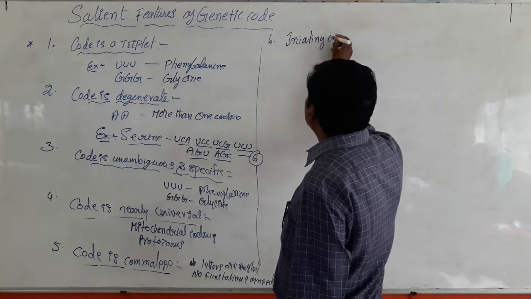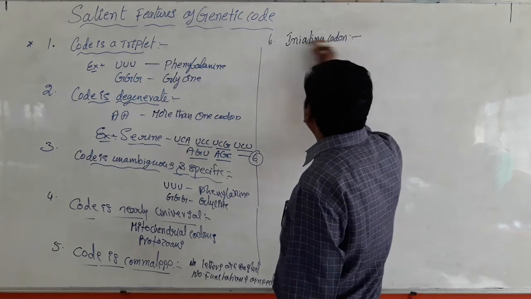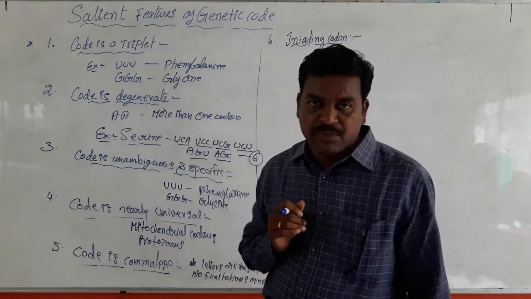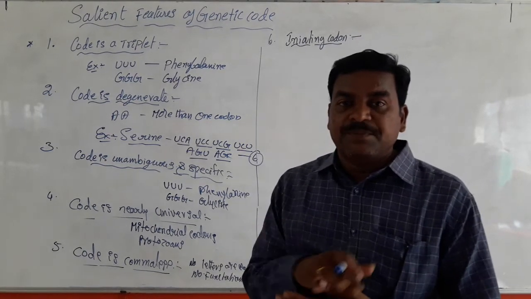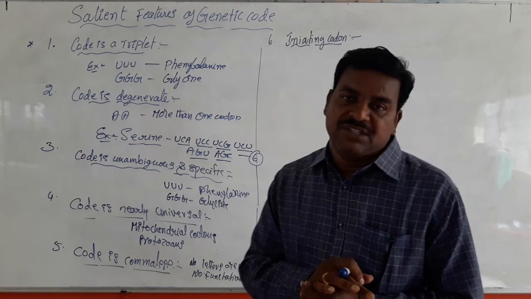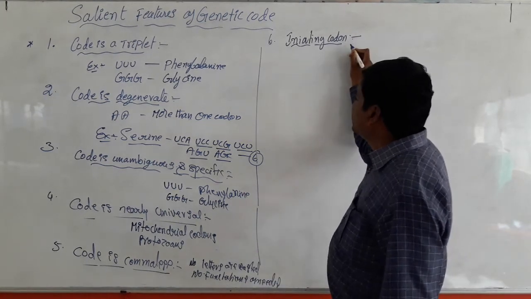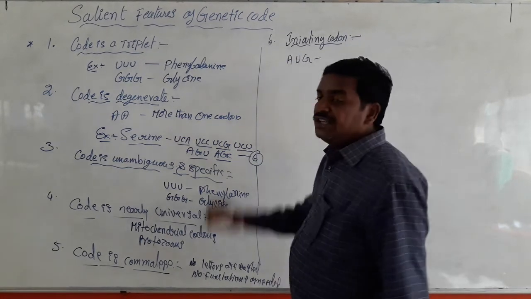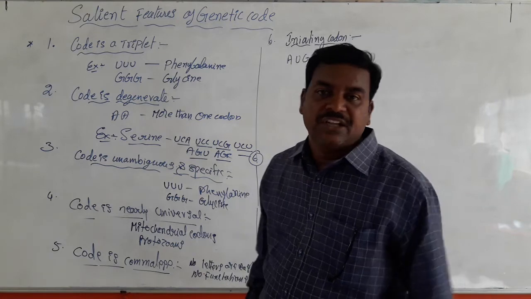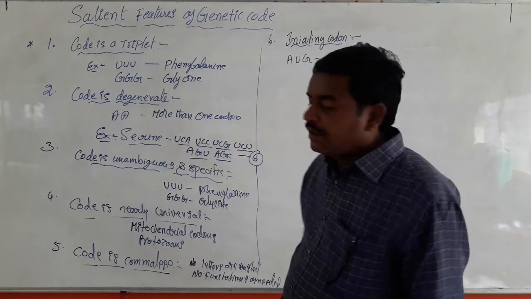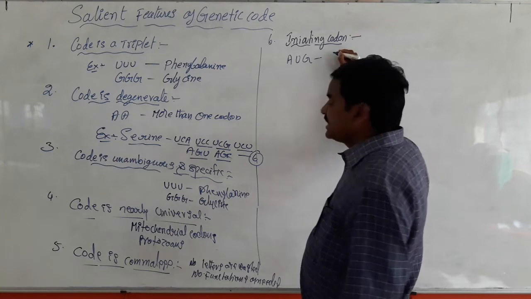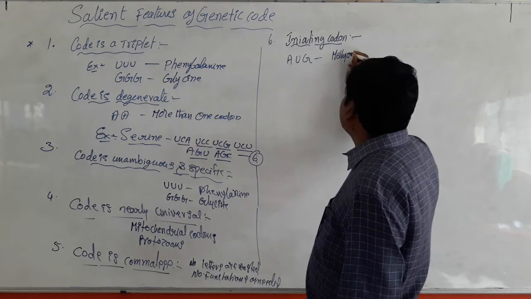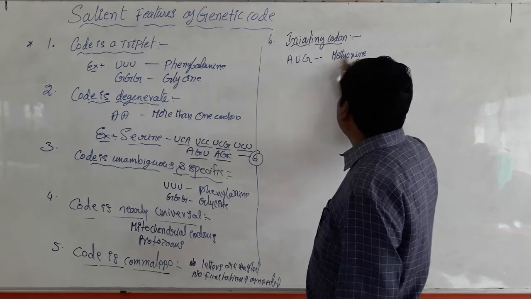Initiating codon. The codon which starts the process of polypeptide chain formation is called the initiating codon. That is AUG. AUG is considered as the initiating codon or starting codon. And this initiating codon recognizes methionine, the amino acid methionine.